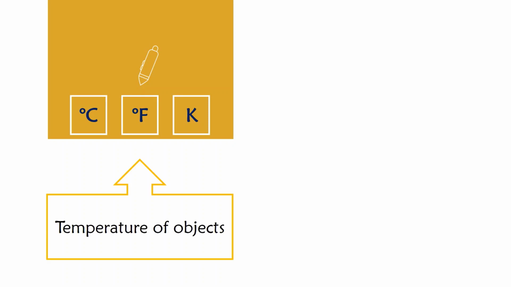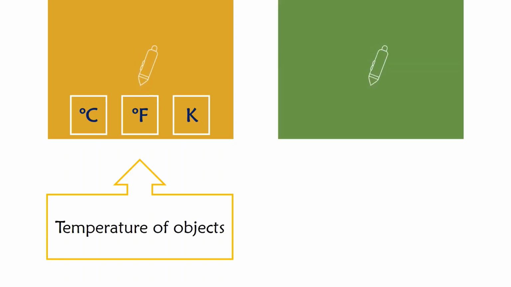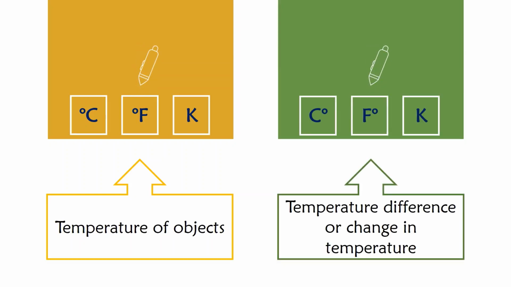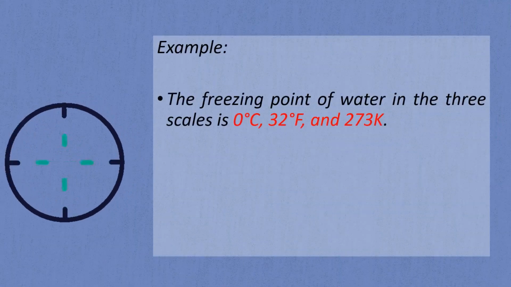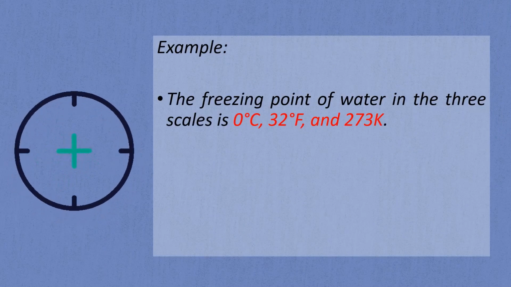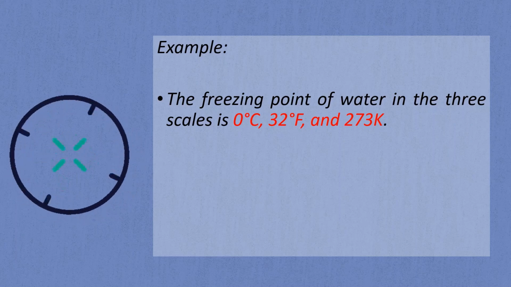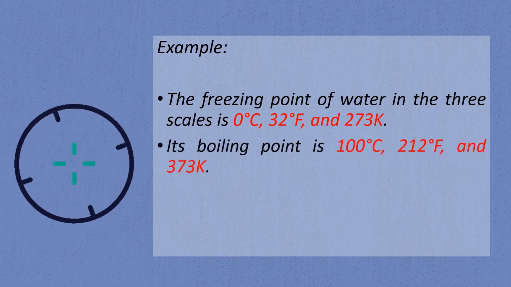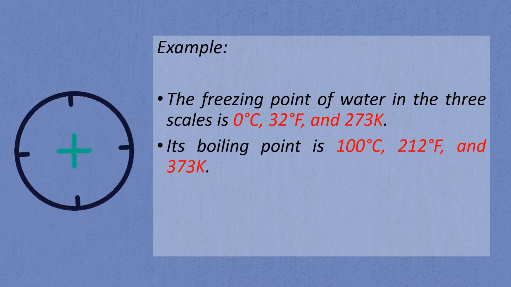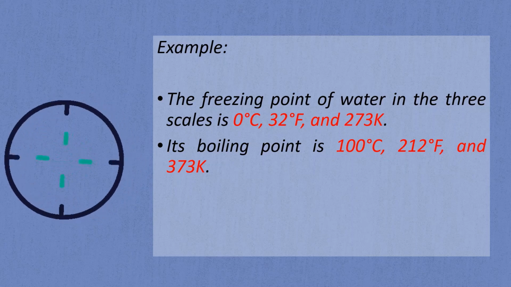The symbols degree Celsius, degree Fahrenheit, and Kelvin are used to report temperatures of objects, while Celsius degree, Fahrenheit degree, and Kelvin are used for temperature difference or change in temperature. For example, the freezing point of water in the three scales is 0 degrees Celsius, 32 degrees Fahrenheit, and 273 Kelvin, and its boiling point is 100 degrees Celsius, 212 degrees Fahrenheit, and 373 Kelvin respectively.